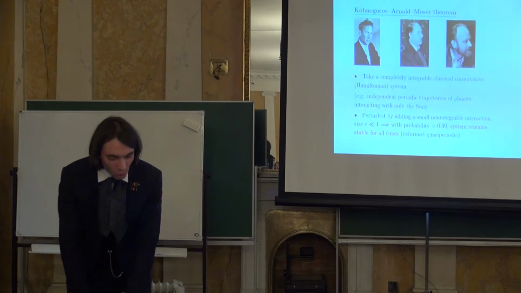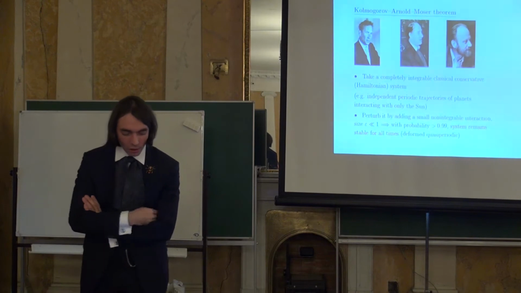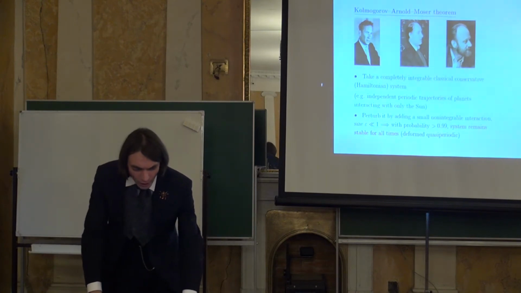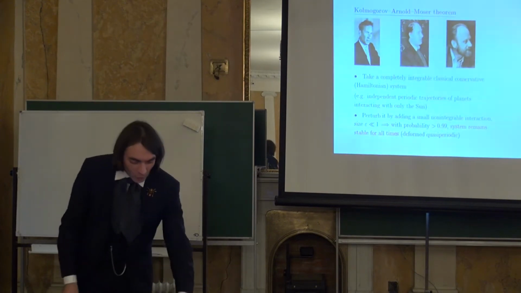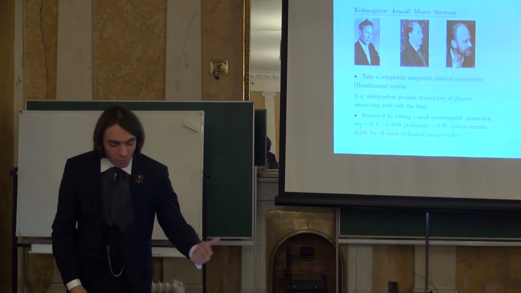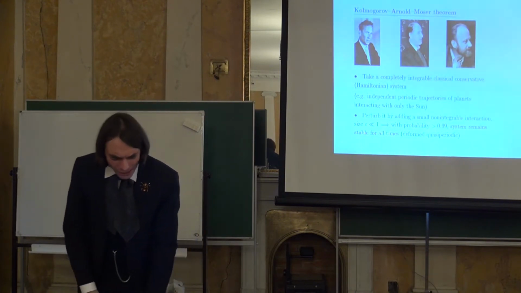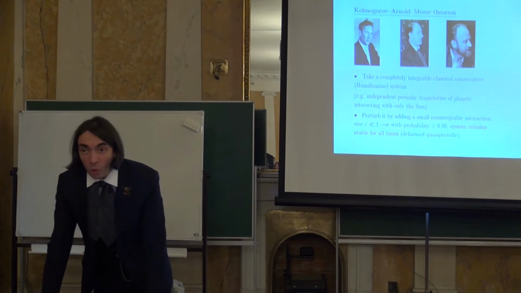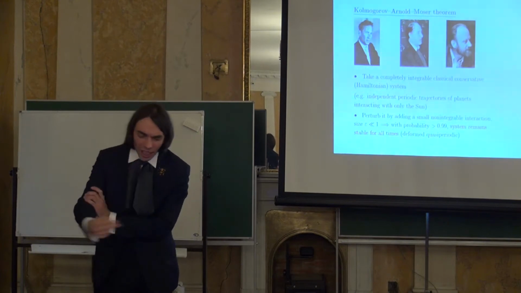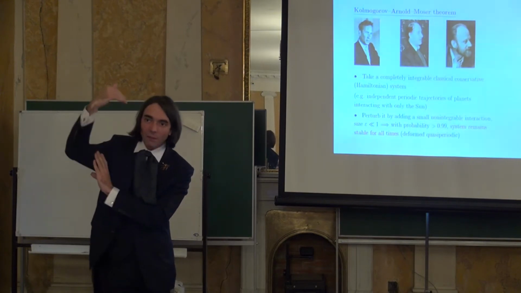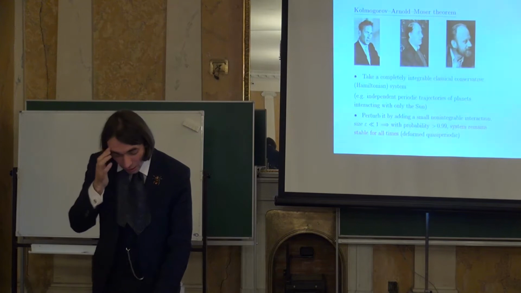So the names attached to the theory are Kolmogorov, Arnold, and Moser. Take a completely integrable classical conservative Hamiltonian system, perturb it by adding a small, possibly non-integrable interaction of a very small size, and then with a very large probability, and if you take epsilon to be very, very small, the probability will be very, very large, the system will remain stable for all times, and it will be a deformed quasi-periodic motion, quasi-periodicity being the integrable case when each planet orbits around the sun and each planet defines a certain frequency, and if you look at the vector of the positions of the planets, this is a quasi-periodic system.